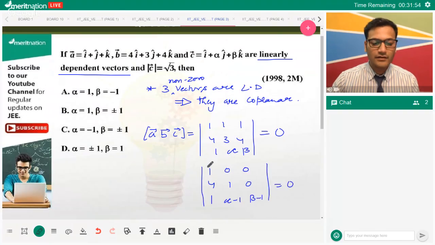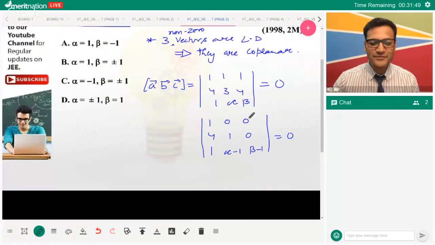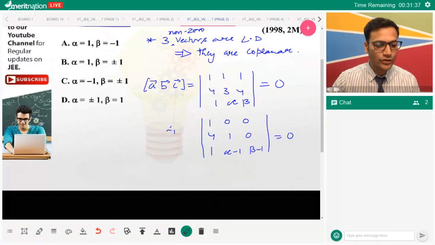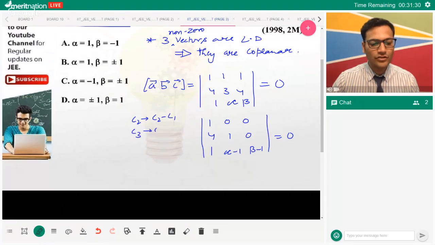Right? Pranav, I hope you know how to solve determinants. I'm just using a simple transformation. R2 is being replaced by R2 minus R1, and R3 is being replaced by R3 minus R1. So I'm doing it by column. I am replacing the second column with second column minus first column, and the third column with third column minus the first column.